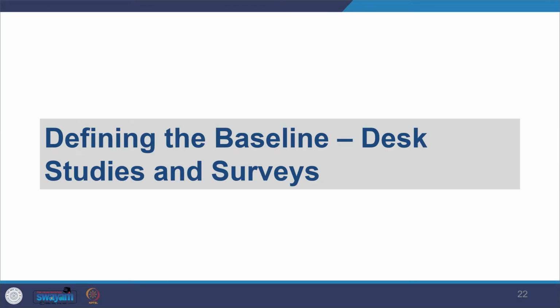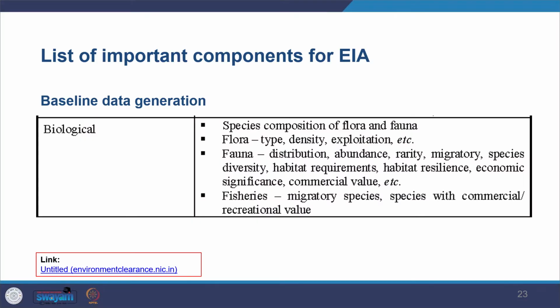So now moving on to the desk studies and surveys, where you will really start undertaking study. You will start undertaking survey and study. So here you can see the list of important components for EIA. I have taken it from the manual for thermal power plants. Here you can see what kind of studies are suggested to be undertaken in this biological domain. You can see one needs to undertake species composition of flora and fauna.